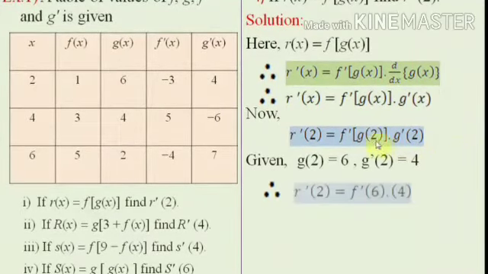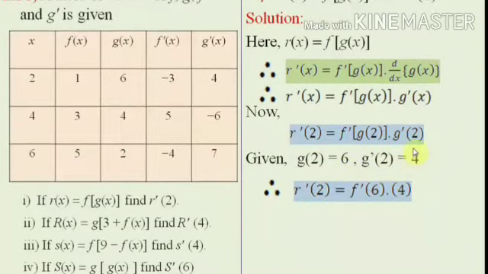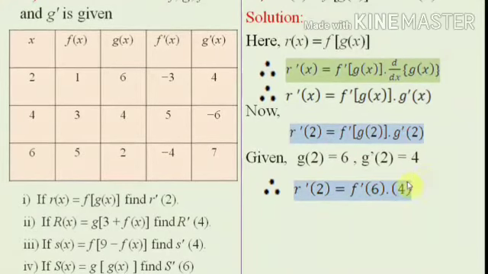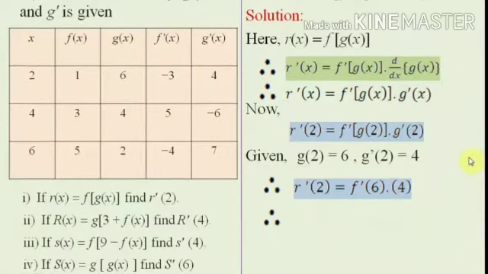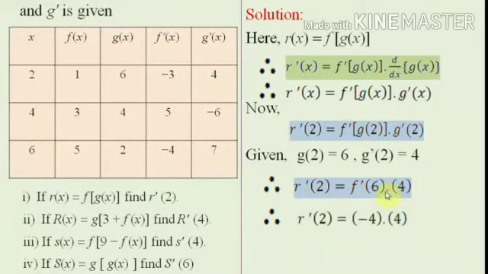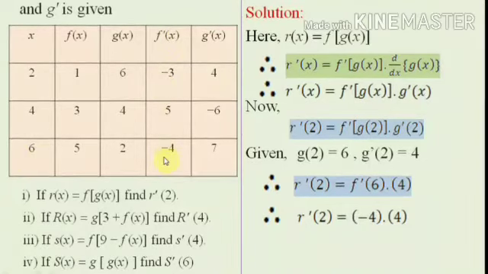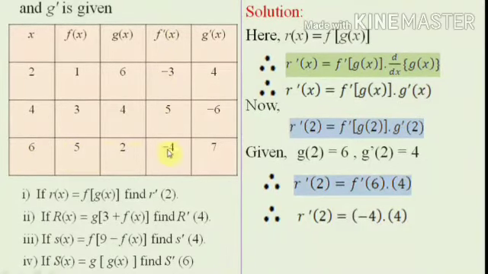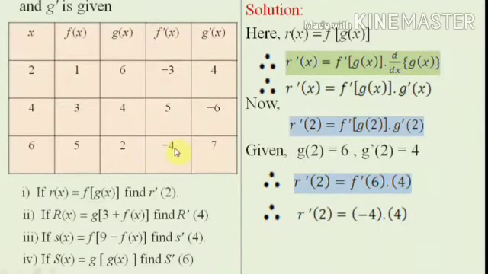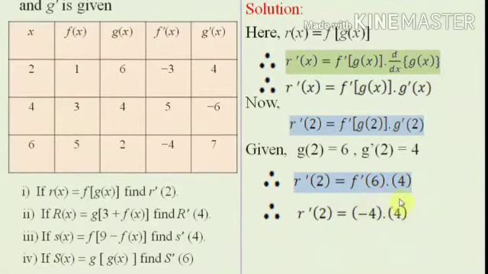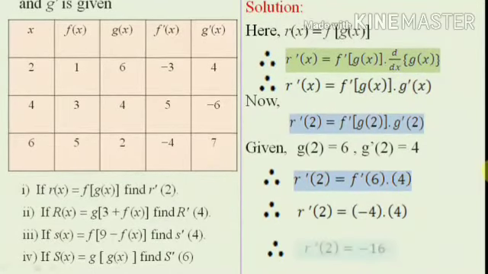These values put in the given equation, therefore r dash of 2 equals f dash of g of 2, which is 6, that is f dash of 6 into the value of g dash of 2, which is 4, that is f dash of 6 into 4. Therefore r dash of 2 equals the value of f dash of 6, that is, take the fourth column and fourth row, the value is -4, therefore -4 into 4, therefore r dash of 2 equals -16.